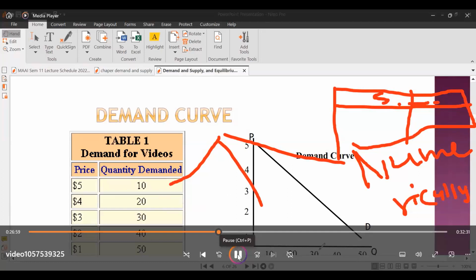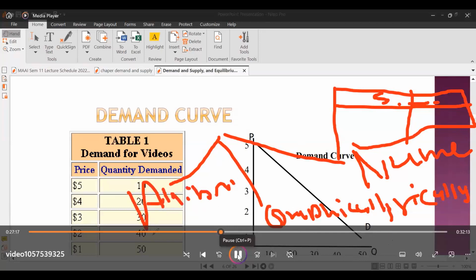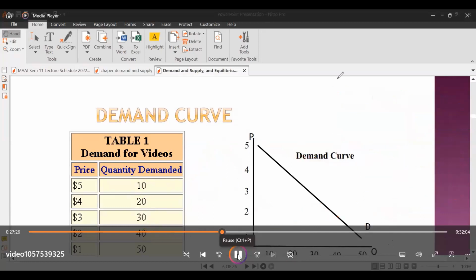And then graphically, by using some illustrations, like graphs, or algebraically, which means by using some equations. So algebraically, graphically, and numerically. By using these three ways we can explain most of the economic concepts.